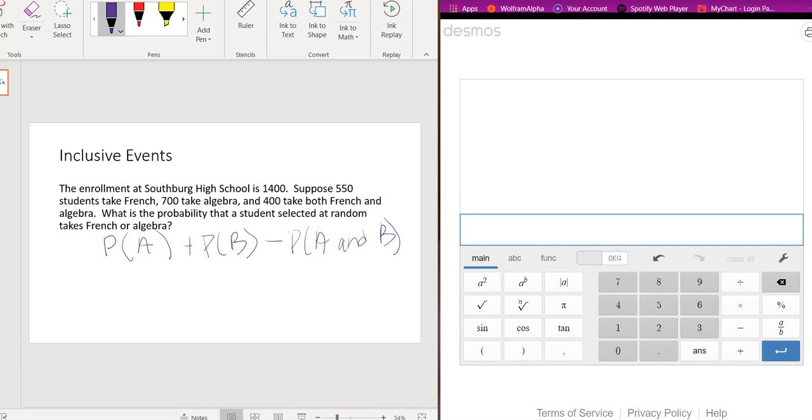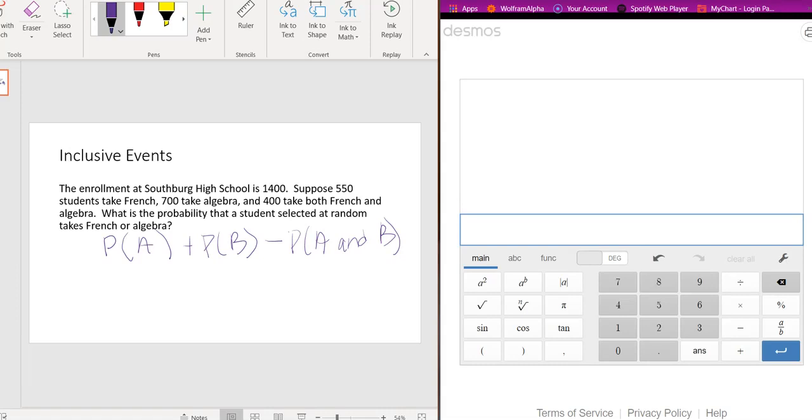So, in this particular case, we'll have to find the probability of the number of students that take French. We'll have to find the probability of the number of students that take algebra, and then we'll have to determine the probability of the students that take both French and algebra.